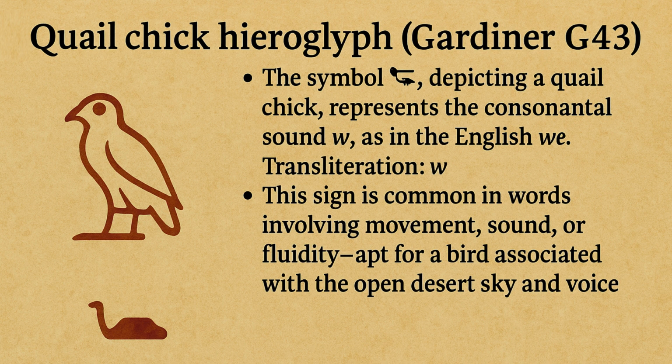4. Quail chick hieroglyph, Gardiner G43. The symbol, depicting a quail chick, represents the consonantal sound W, as in the English "we." Transliteration, W. This sign is common in words involving movement, sound, or fluidity, apt for a bird associated with the open desert sky and voice.